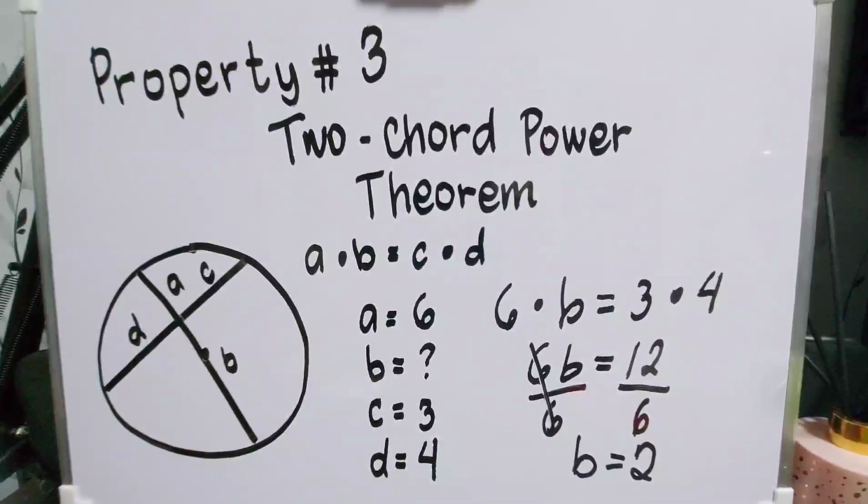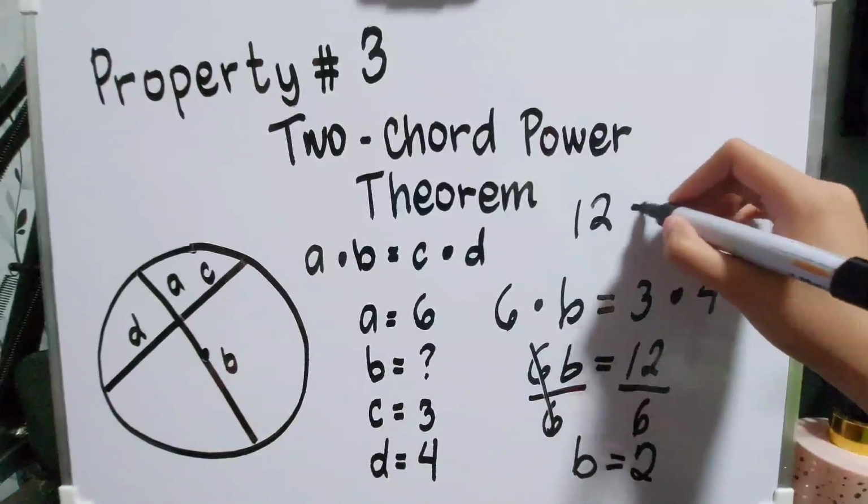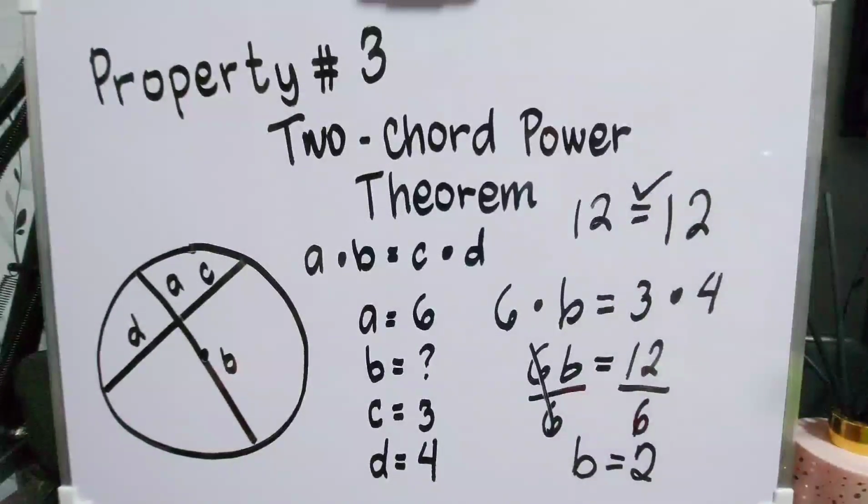Okay, to check it, 6 times 2 is 12. 3 times 4 is 12. That means the answer is correct.